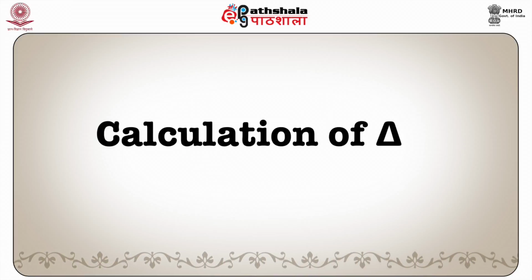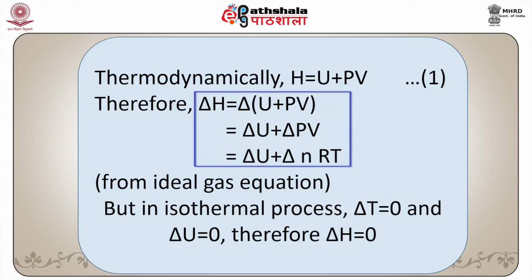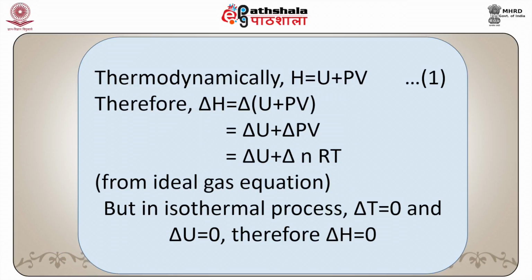Calculation of delta H. Thermodynamically, H is equal to U plus PV. Therefore, delta H is equal to delta U plus delta PV, which is equal to delta U plus delta nRT from ideal gas equation. But in isothermal process, delta T is equal to 0 and delta U is equal to 0. Therefore, delta H is equal to 0.